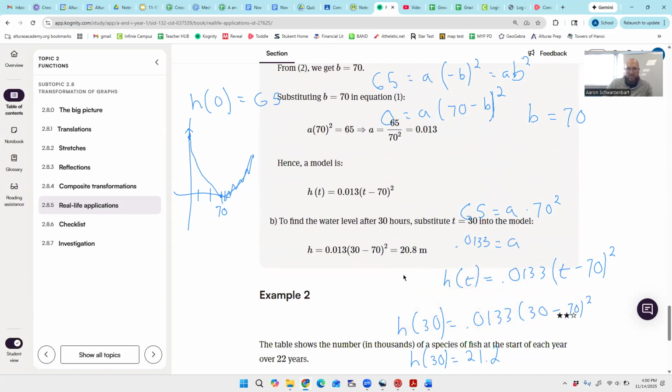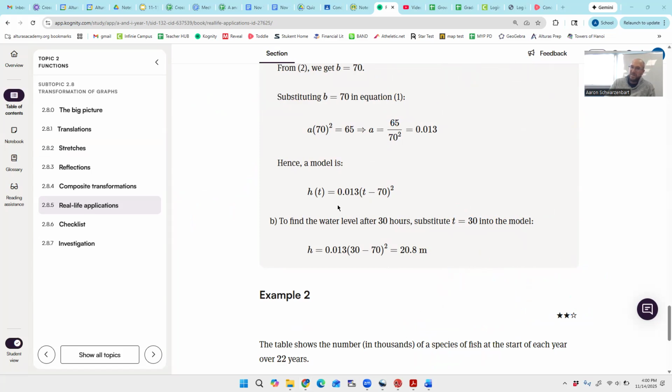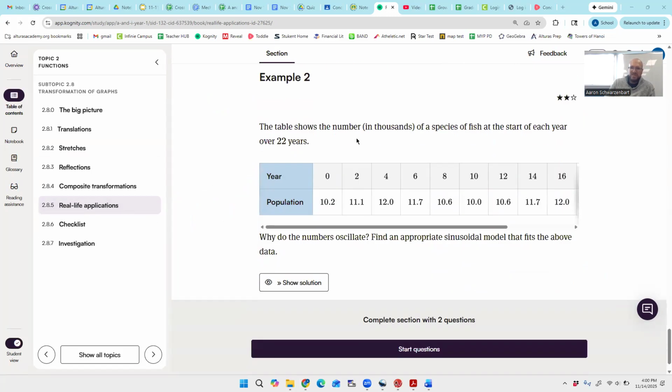They rounded way too much. I did not let my answer round. I got 21.2. I disagree with their answer. You should have kept at least three significant digits, 0.0133. But I used the exact.